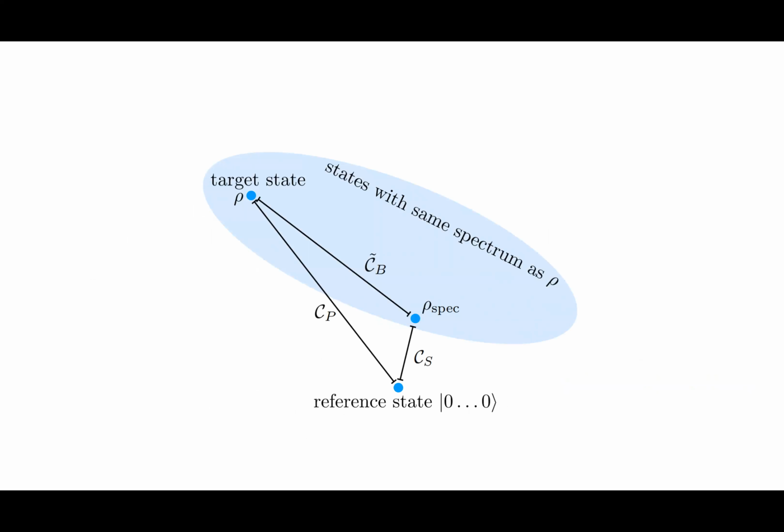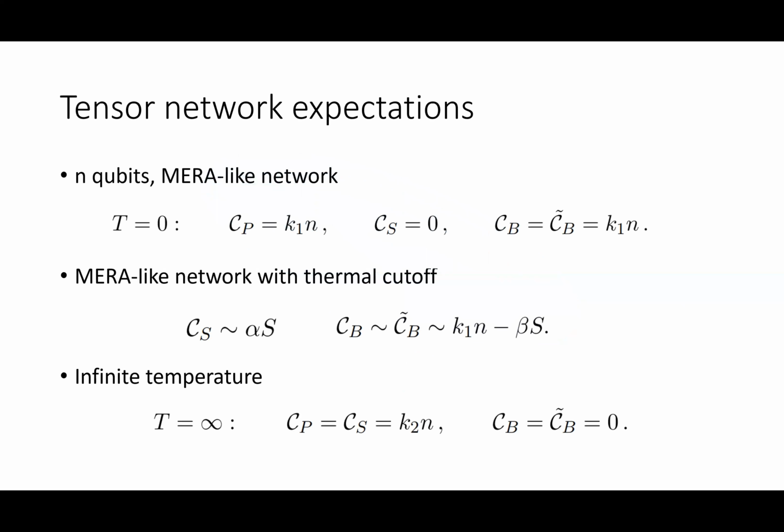Yeah, before I go, there's a picture which kind of explains this. So here's a reference state. The blue blob is the space of states with the same spectrum as rho. So C_S is just the minimum distance to get inside that blue blob. That's rho spec. C_P is the minimum distance to get from the reference state to the target state. And C_B tilde is how far you need to go from this minimum spectrum state to the target state. So there's a nice picture there.